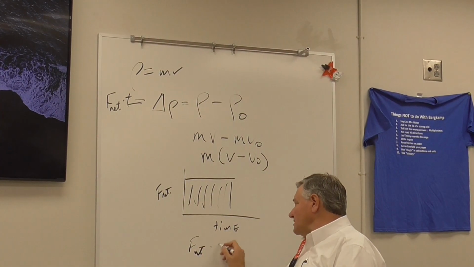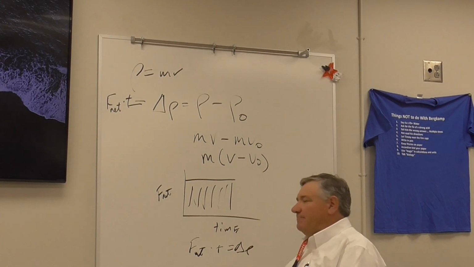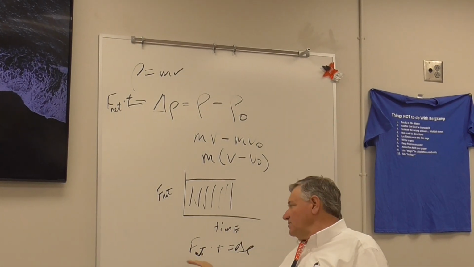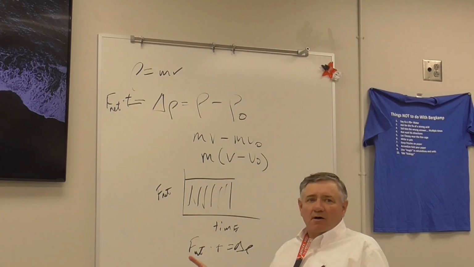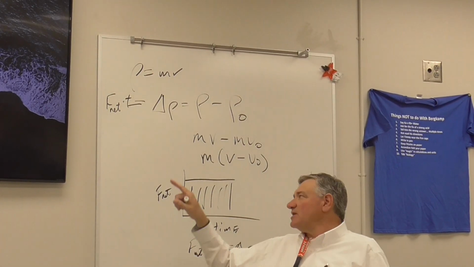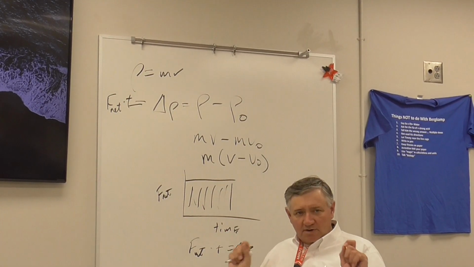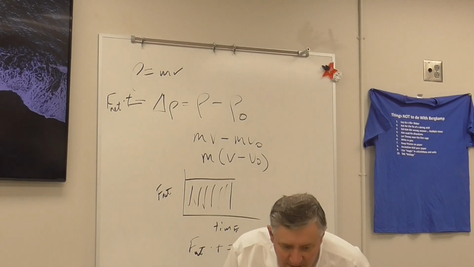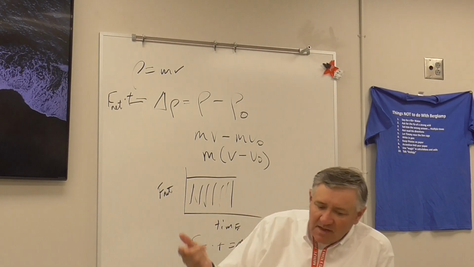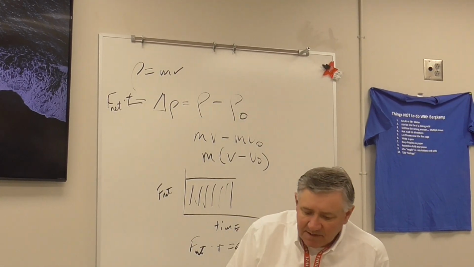So when you find that area, that's simple. That's force net times time equals change in momentum. It's just a rectangle. So when you look at force net versus time, all that is length times width equals the area of a rectangle. That's all it is. So at number 6, that area is the change in momentum.